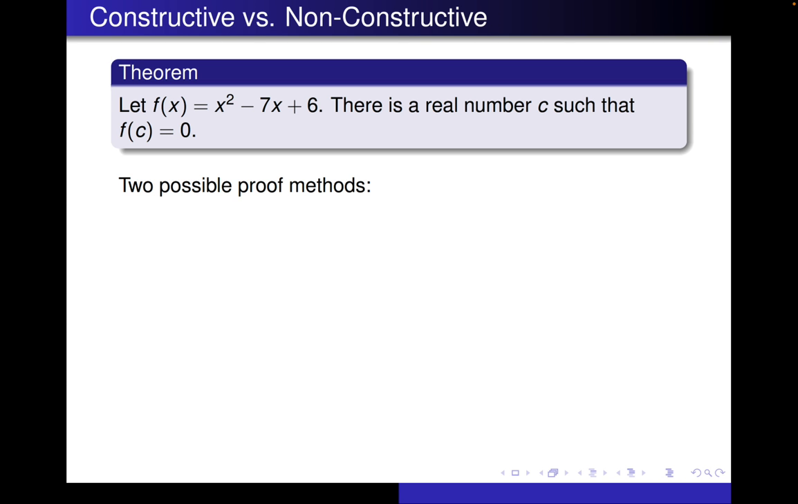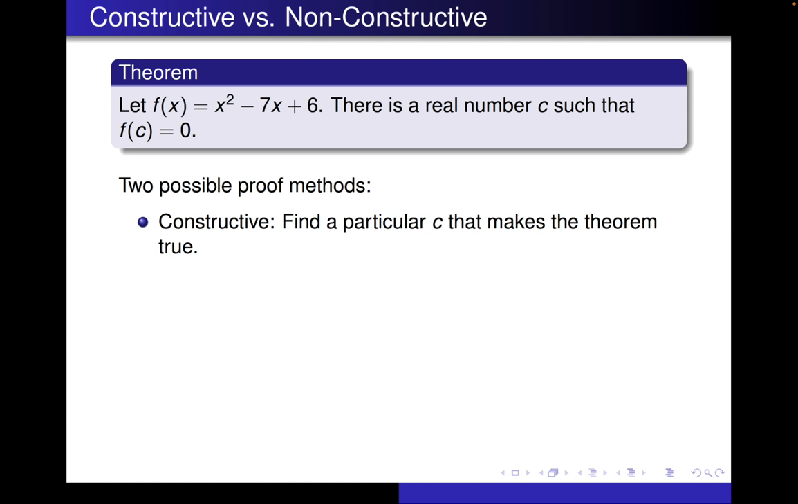There are actually two different ways we can prove this theorem. One way is constructive, and you might call it a direct way of proving things, and that is we actually find a number c that makes the theorem true. The theorem says there exists a number c such that f of c equals 0. If we actually find such a number c and show that it works, then that will prove the theorem.